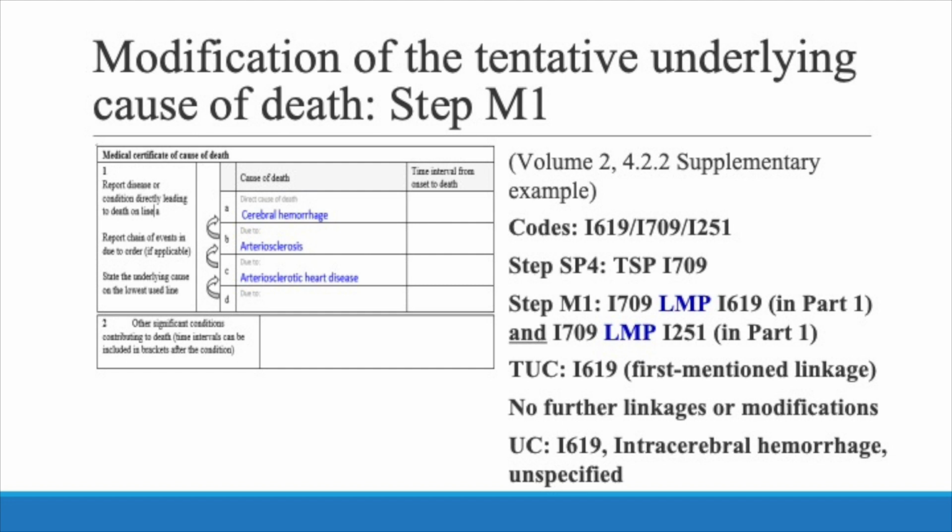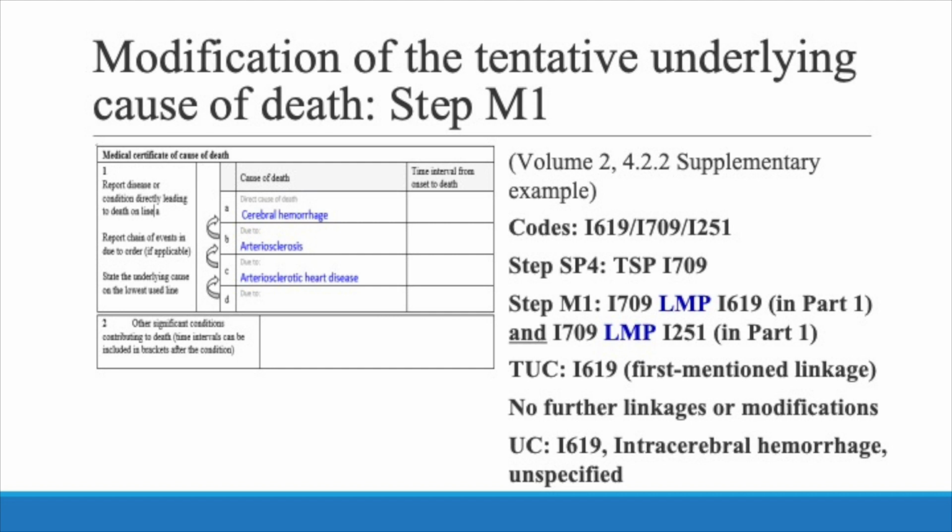An application of step SP4 gives us a tentative starting point of I709 from line C. Referring to the special instructions for the application of step M1 for a tentative underlying cause of I709, we'll find an LNP linkage with I619, reported in part 1, and an LNP linkage with I251, also reported in part 1. The instruction when there's more than one valid linkage in part 1 is to link with the first reported condition or the first mentioned linkage.